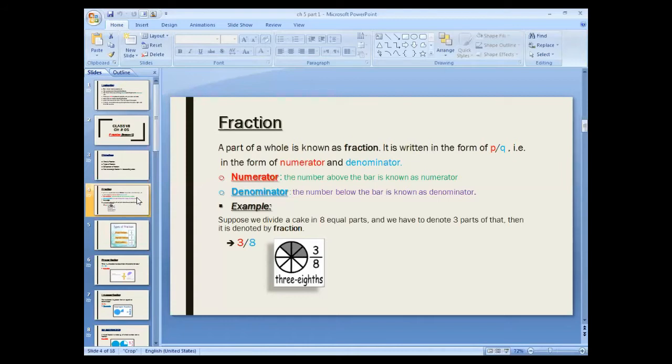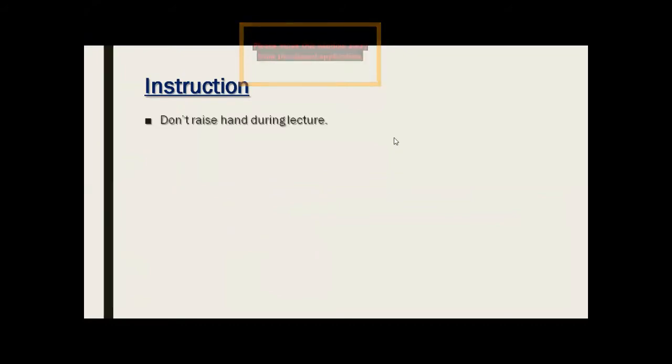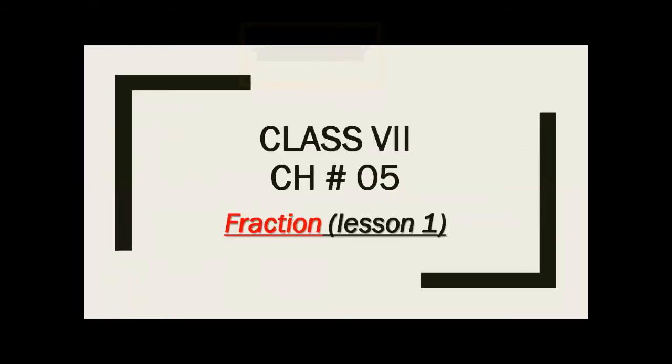So, what is fraction? A part of a whole is known as fraction. You have a part in this picture. The complete circle is known as a whole, and the divisions, the pieces of this cake, are known as fraction. So, how will we write? We will write 3 over 8. The shaded pieces of cake we write in the numerator, and the complete whole in the denominator. Okay.